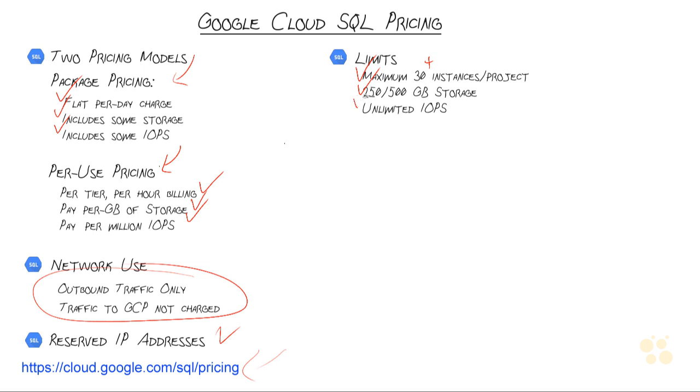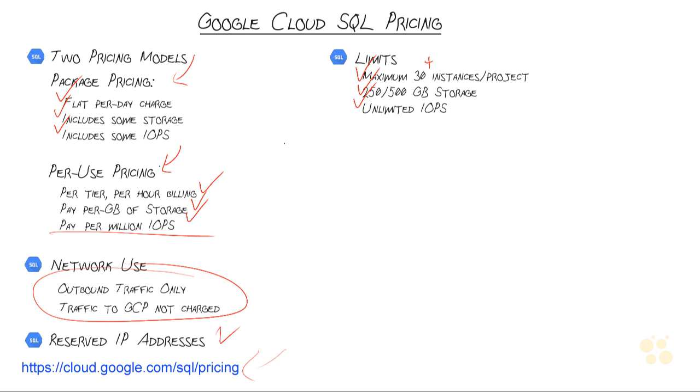And then lastly, you have unlimited IOPS. Of course, you are charged at the per million IOPS rate for all the IOPS that you need inside of your instance. Every tier also has a limit to the number of concurrent connections, but they're fairly generous and they scale up as you scale up your tiers to quite a large number of concurrent connections.